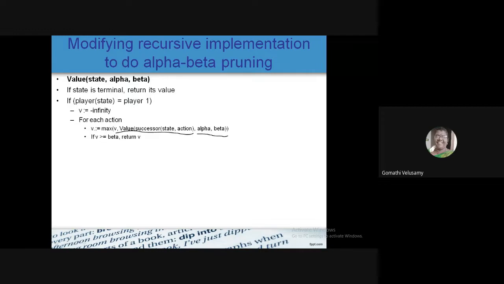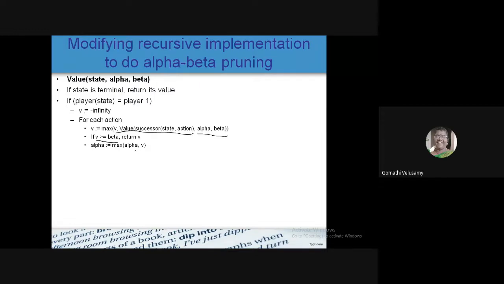Before I assign or return the value v, earlier we just returned the value. Now what do we do? Before we return the value, we are comparing that value with the beta. So if the current value is greater than or equal to beta, then only I am returning v. Otherwise, what do I do? I am updating the alpha with a max of alpha comma v.